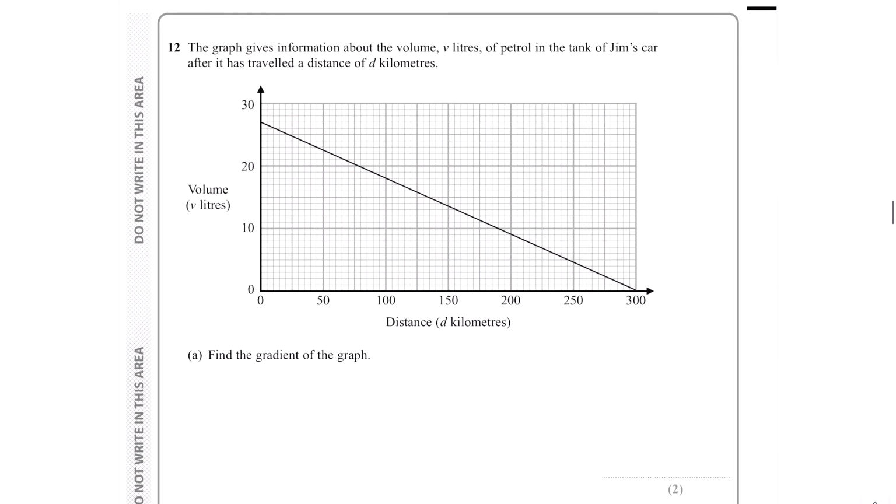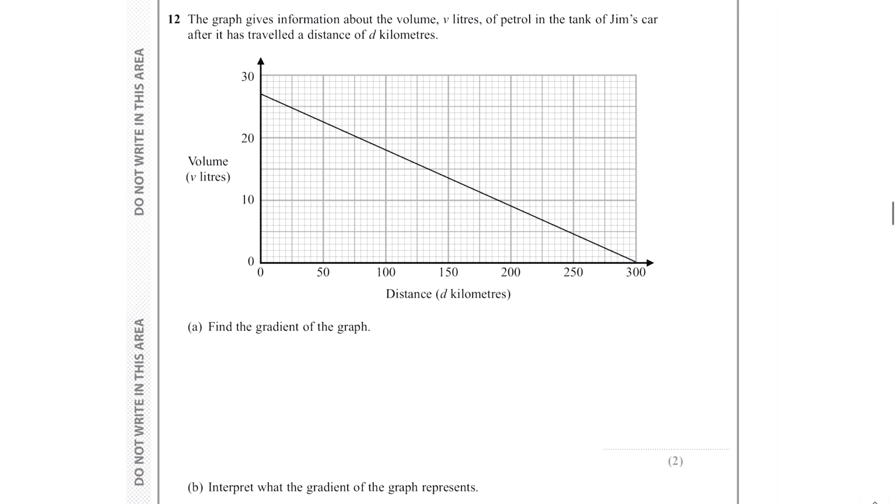Question 12, find the gradient of the graph. Now with this, you want to pick nice and easy points. Essentially what you have is a line, and then you work out 2 points, and then you get y, and then you get x, and you figure out what the gradient is. The points I chose were just that one there, because it's really easy to read off, and that one there, because it's really easy to read off. So in this case, that point there is 27, and that point there is 300. So change in y is 27, change in x is 300, which gives you 0.09.